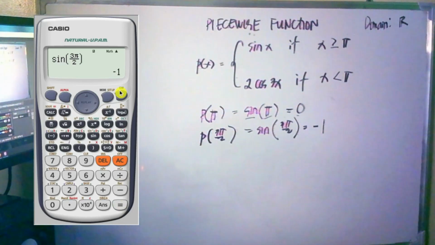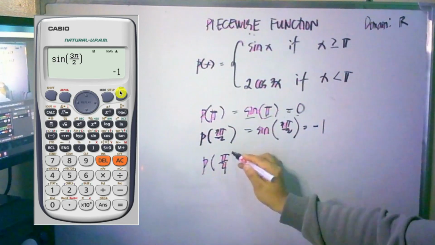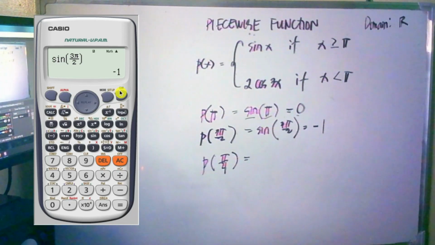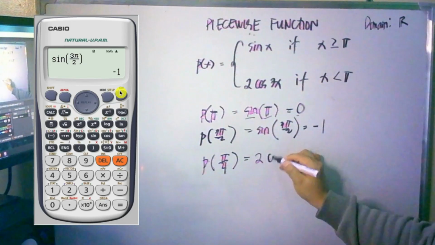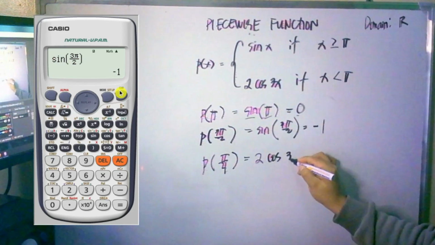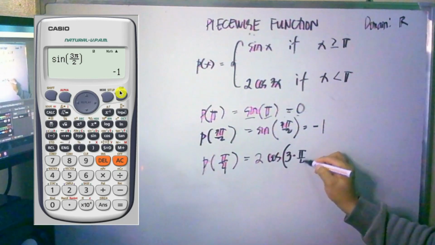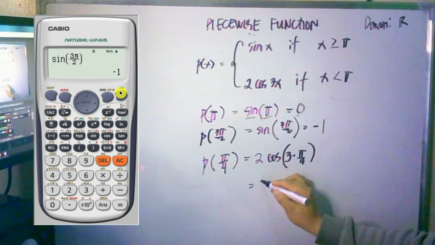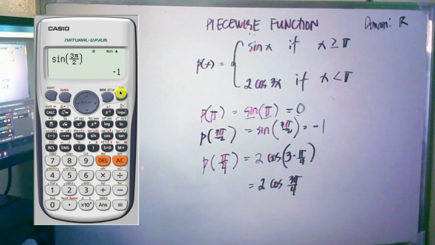Another example, what if we are solving for p of pi over 4? Which piece are we going to make use of? Second, sir. And that function is 2 cosine. So pi over 4 is less than pi, so second nga. Cosine 3 pi over 4. So 3 times pi over 4. This is the same as 2 cosine 3 pi over 4.